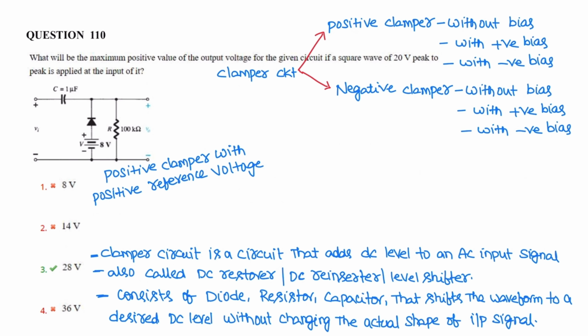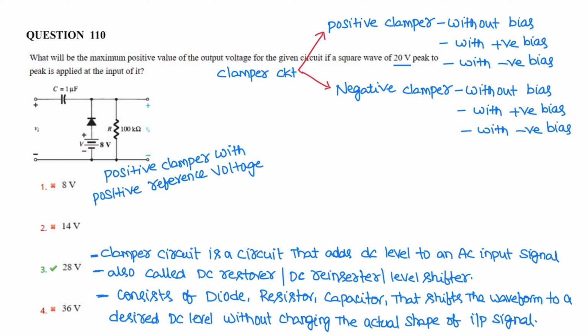Next question, what will be the maximum positive value of output voltage from the circuit if a square wave of 20 volts peak is applied to the circuit input? So the given circuit is a clamper circuit. A clamper is a circuit that adds a DC level to an input signal. The clamper circuit is also called DC restorer, DC reinserter or level shifter. This clamper circuit consists of a diode, resistor and capacitor that shifts the waveform to a desired DC level without changing the actual shape of the signal.